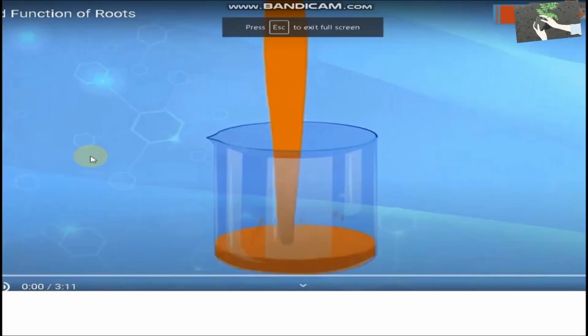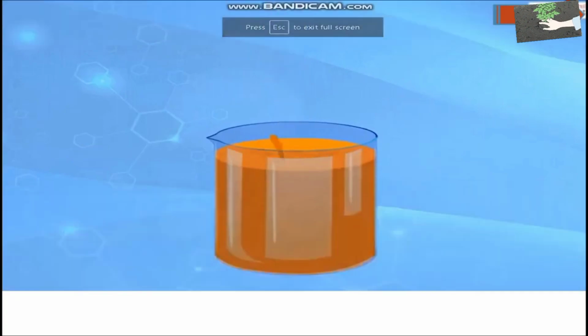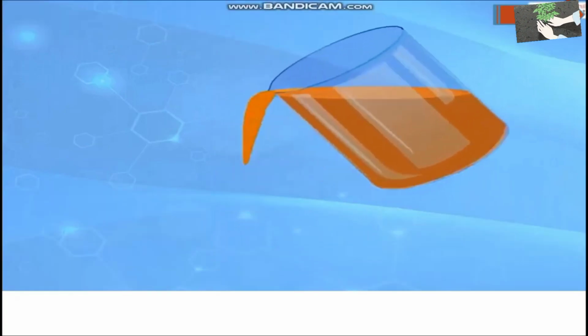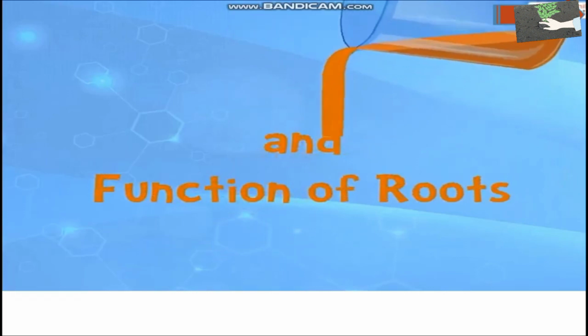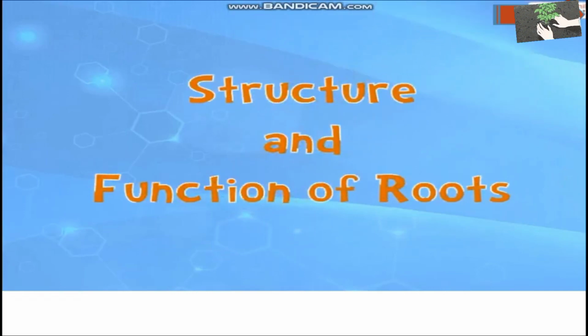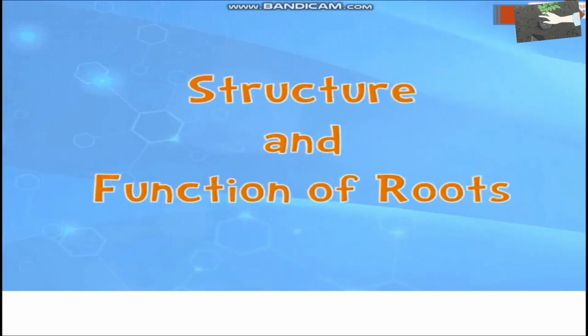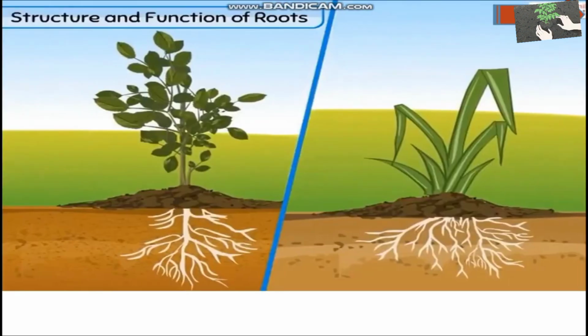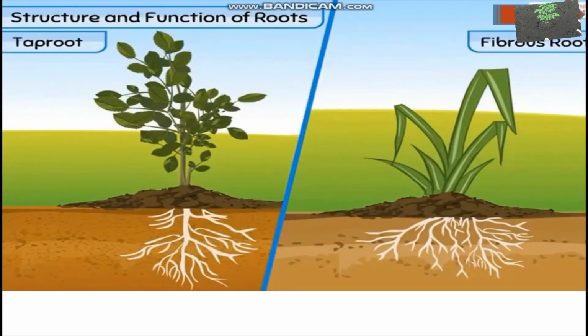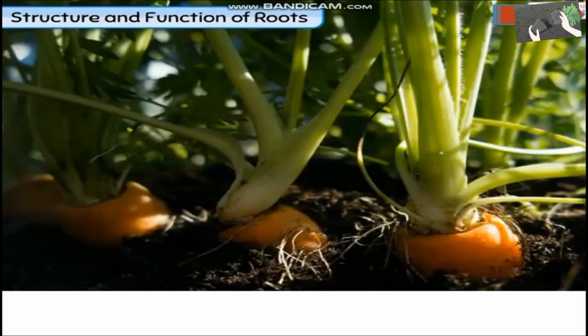Okay students, so let us learn about the structure and function of roots. Students, there are two main types of roots seen in plants. Some plants have taproot while some have fibrous root. Students, the carrot plant is an example of taproot.